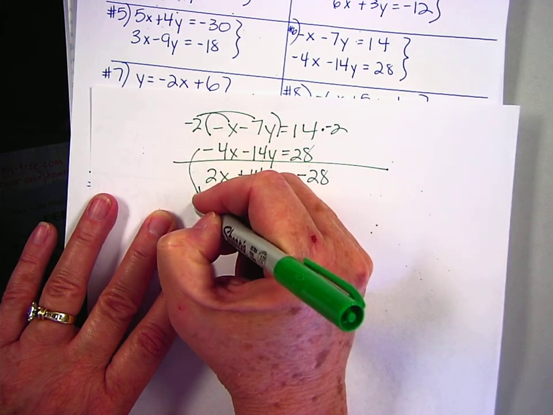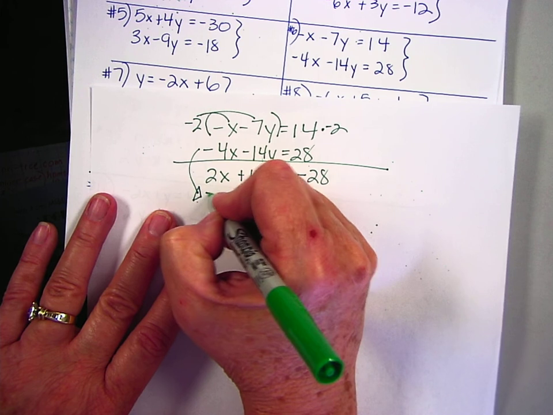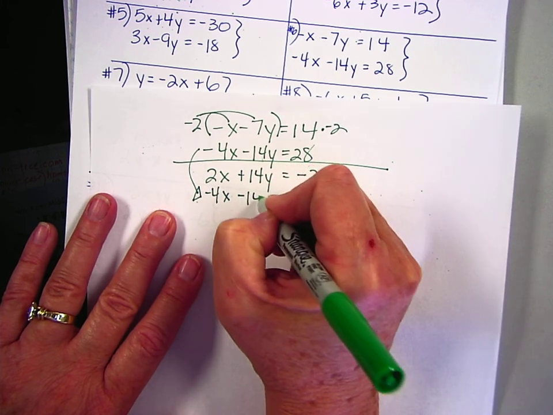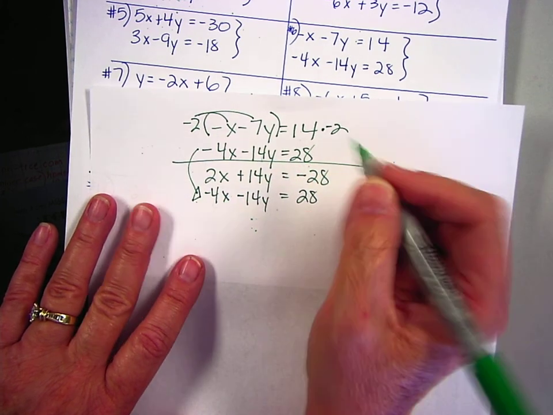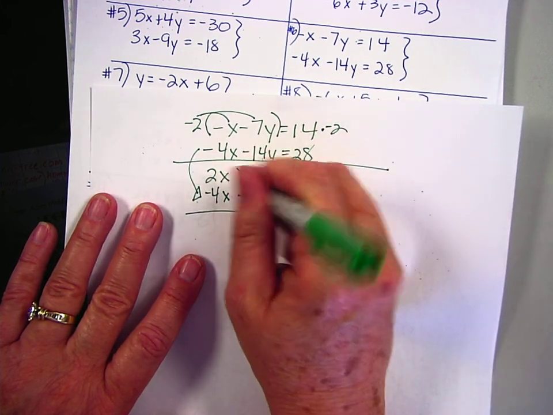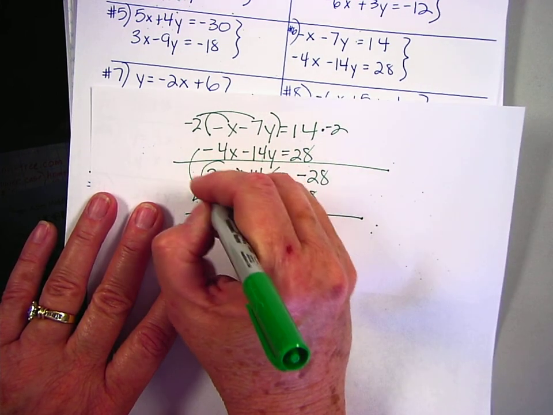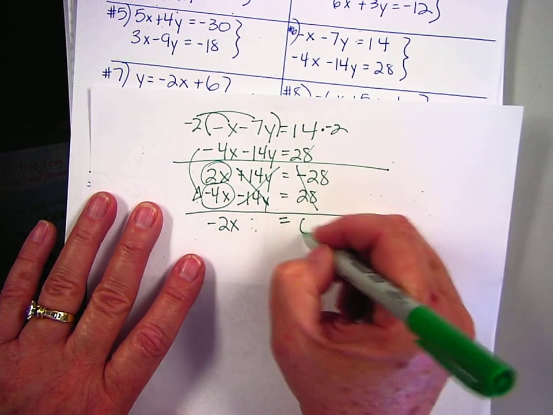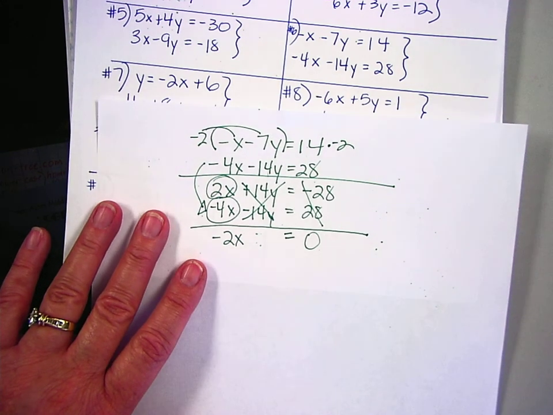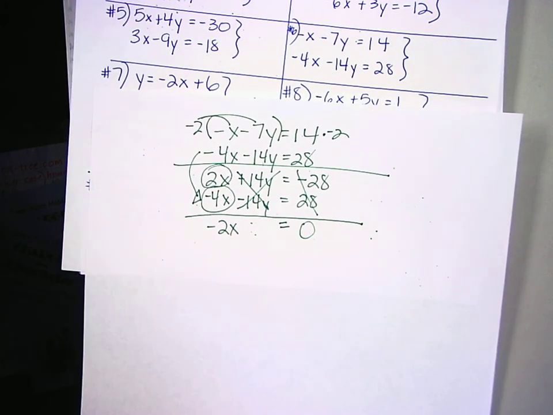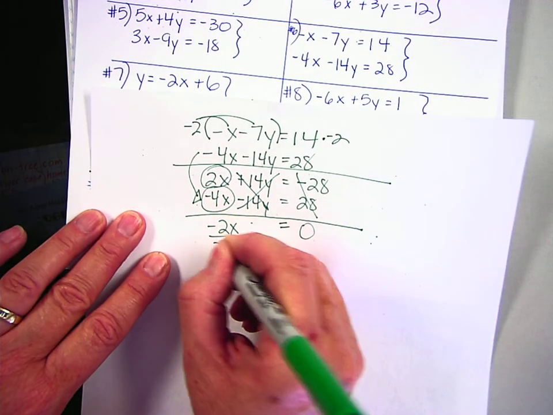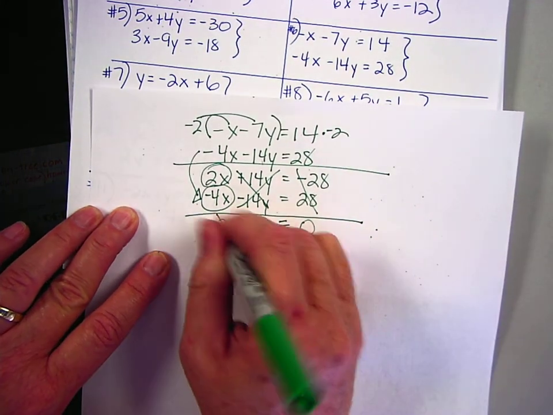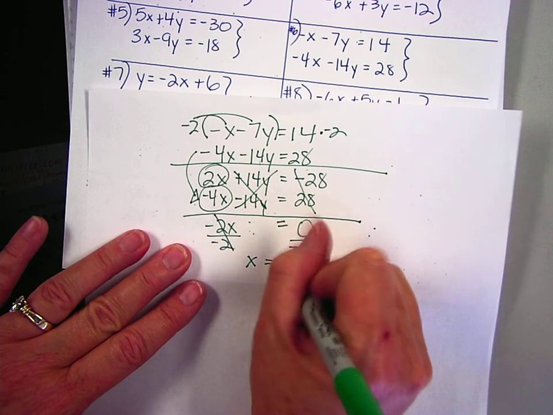And I'm going to bring this second equation down because I didn't change it at all. Negative 4x minus 14y equals 28. When I combine these, my y's cancel out. I have 2 extra negative x's. And over here, these cancel out and I get 0. That's interesting. Now, I'm going to divide both sides of my equation by negative 2 to get x isolated, get x alone. X equals 0 divided by 2 is 0.